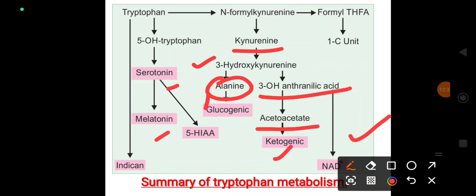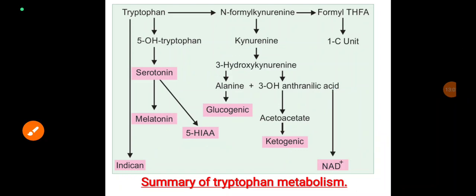So, tryptophan gives you serotonin, and gives you melatonin by getting a methyl group from S-adenosyl methionine. Simultaneously, it also releases 5-hydroxyindole acetic acid by the enzyme monoamine oxidase. The other major excretory product of tryptophan is indican. It is formed by decarboxylation and by adding oxygen and a sulfate group. That's all about tryptophan metabolism. Thank you.